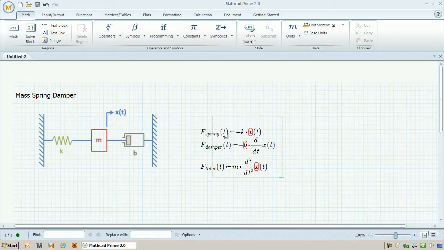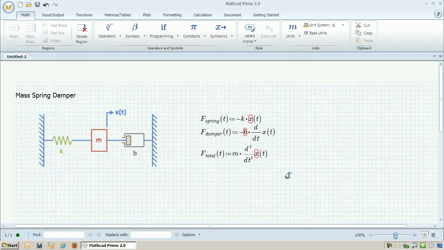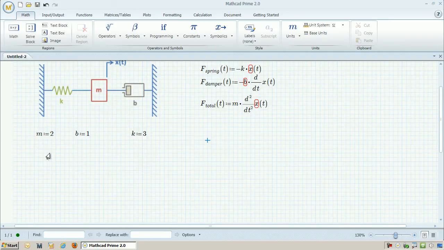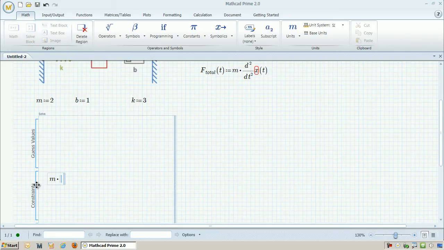Now that I have those equations, I want to go ahead and actually have MathCAD solve this ODE, ordinary differential equation. So let's go ahead and apply some values to my mass, damper, and also spring. I will give it a mass of 2, a damper of 1, and a spring constant of 3. Next, what I'm going to do is use a solve block.